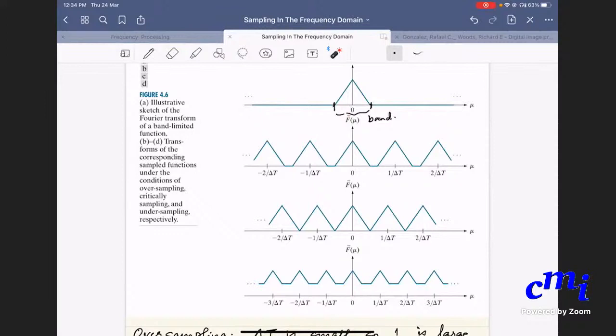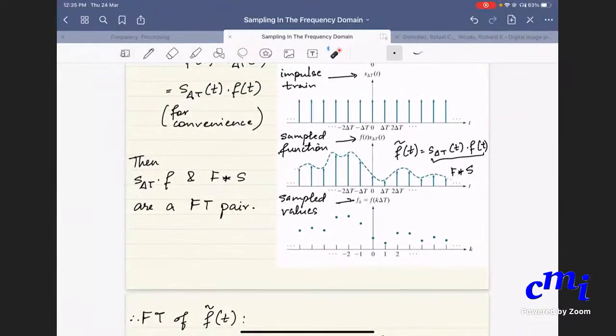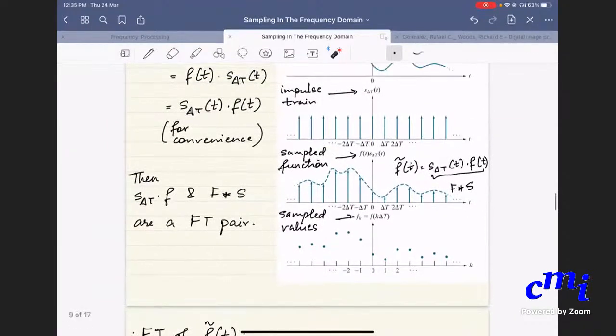Then you can recover the original signal. Otherwise, you cannot. Another way of saying the sampling theorem is that it says what should be the sampling rate if you want to recover the original signal. It gives the answer to that. So essentially, you do oversampling or critical sampling. What does oversampling mean? Oversampling means you want your delta t to be small, which means you want these distances to be small, which means you want to take more and more samples.